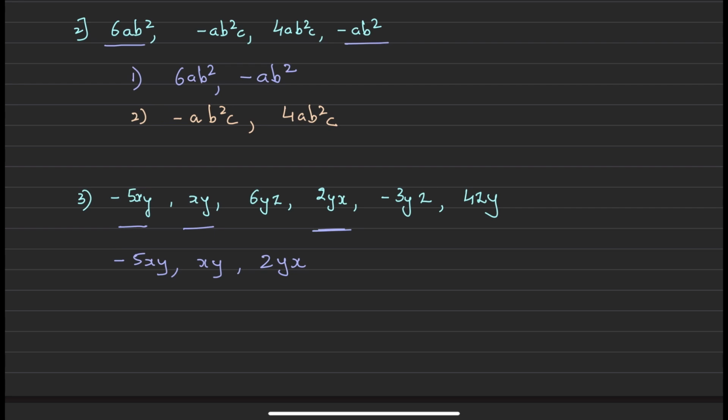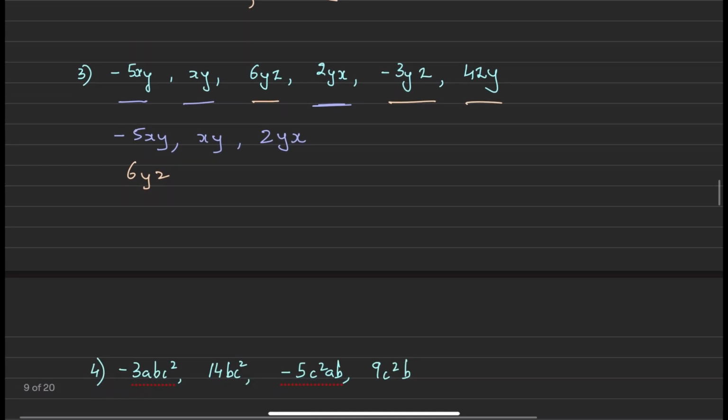Second group, 6yz. So 1y and 1z. Do we have 1y and 1z anywhere else? Here. 1y, 1z is here, 1y, 1z is here, and 1y and 1z is here, in different places, but doesn't matter. So our group 2 is 6yz, negative 3yz and 4zy. These are like terms. So this is group 1, this is group 2.